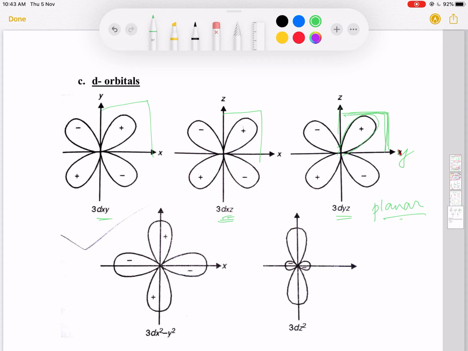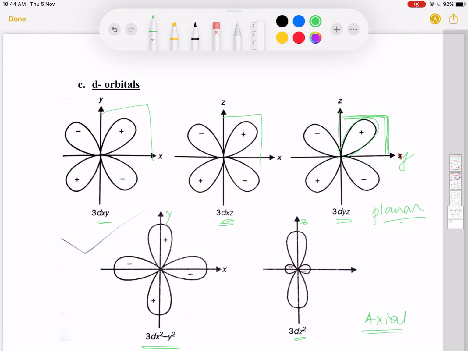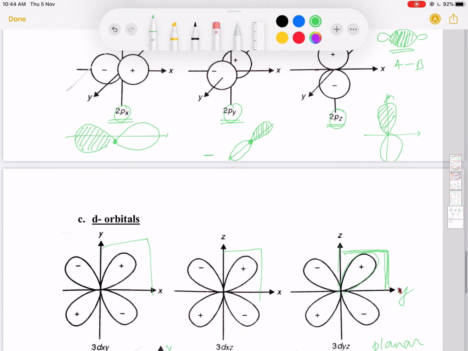Then we have the axial d orbitals, the 2 axial d orbitals. Here you see the lobes of the orbital dz square are present along the z axis. And here the lobes are present on the x axis and y axis, so it is called dx square minus y square, and this is dz square. So these are the 5 d orbitals that we will be using in further classes. You should memorize these things, and the concept is also important.